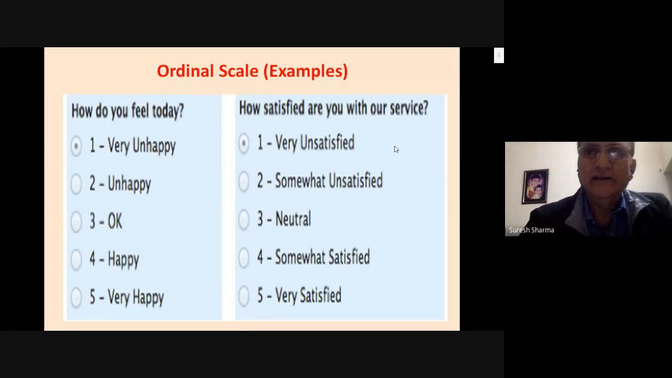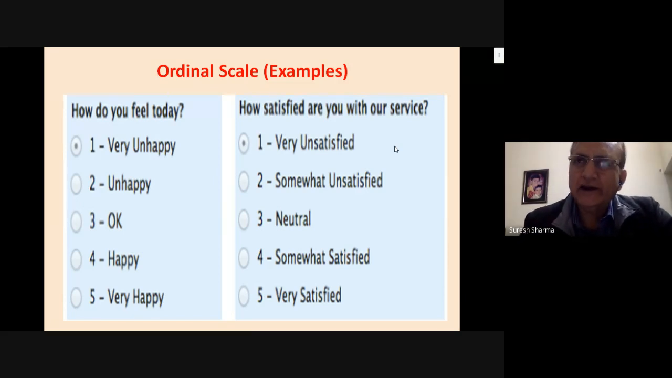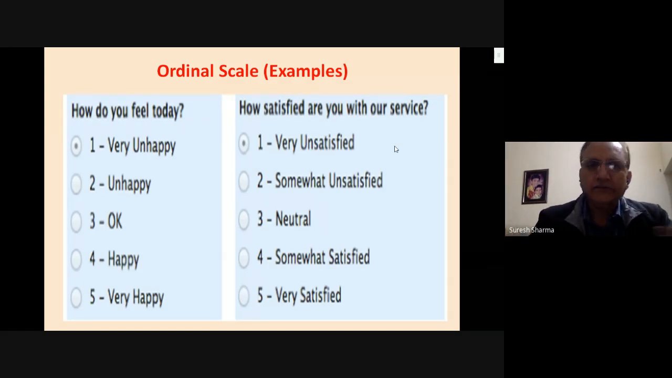The idea here is that you can arrange the categories in order. Similarly, you must have seen questions like strongly disagree to strongly agree, the 5-point Likert scale. How satisfied are you with our services? Very unsatisfied to very satisfied. The idea here is you can arrange the categories in order from the lowest to the highest. So this is what we mean by the ordinal scale. That's all about the categorical data.